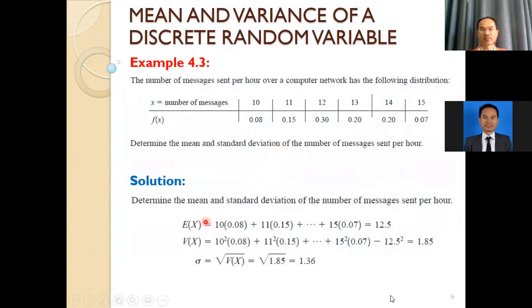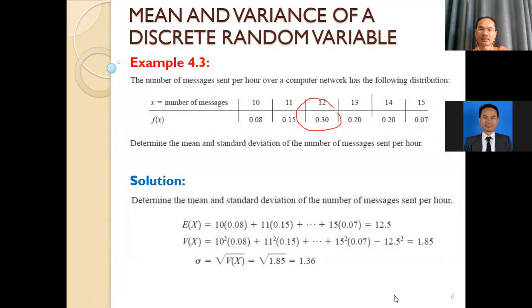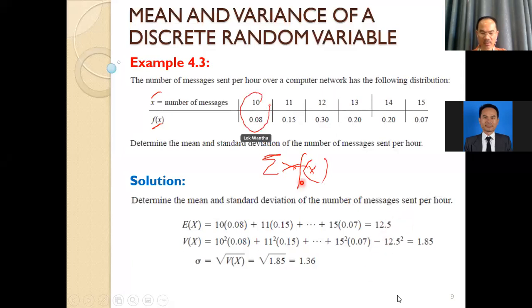Now for this example, you can calculate the mean. You can substitute our values. This is the x value and this is f(x). The mean value is the summation of x f(x): 10 multiplied by 0.08, and so on. You sum these terms and you get the average value.